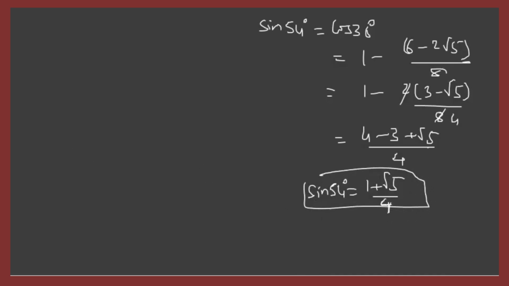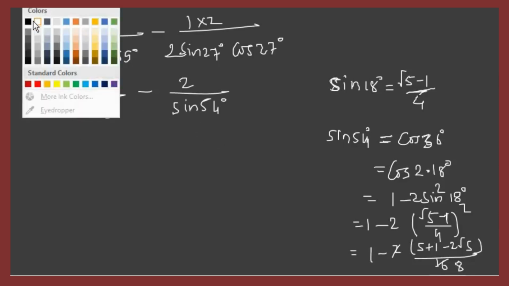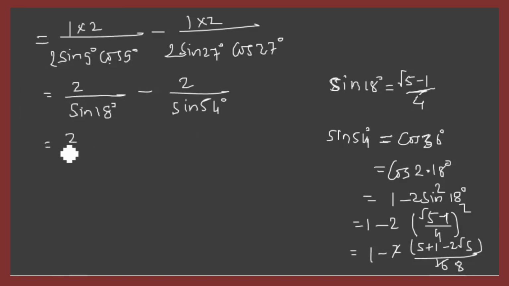So we use this value here. The value of sin 18 degree I use here. So sin 18 is (√5 minus 1) by 4, and sin 54 is (√5 plus 1) by 4.